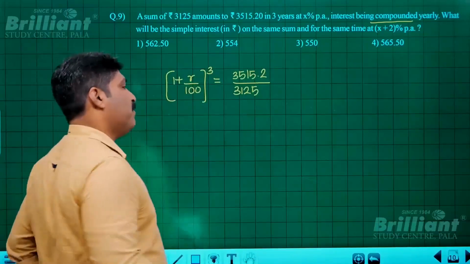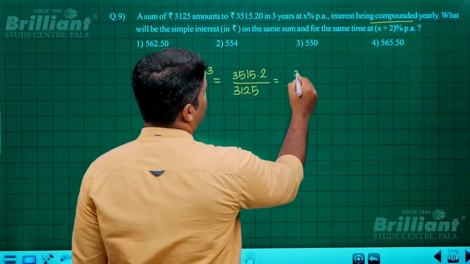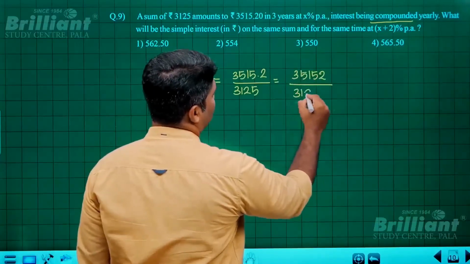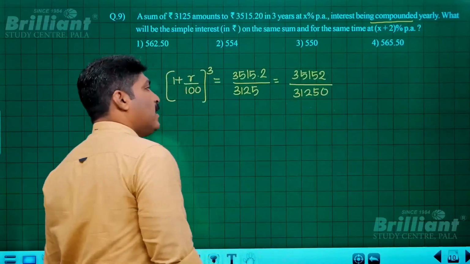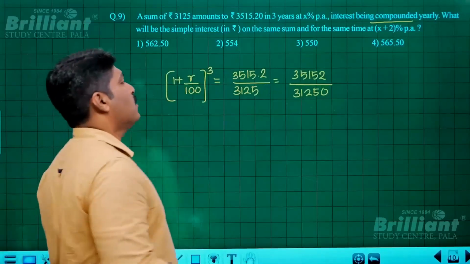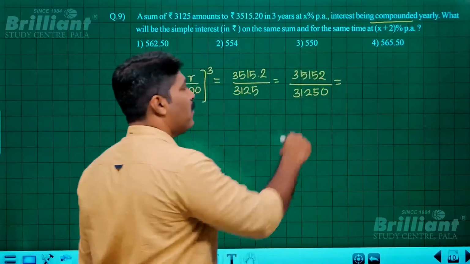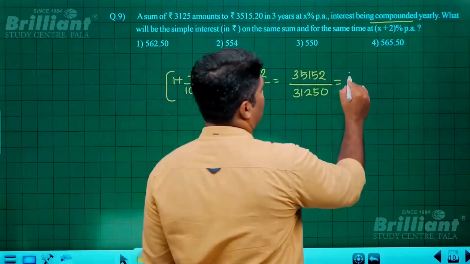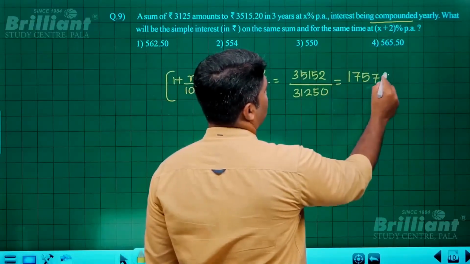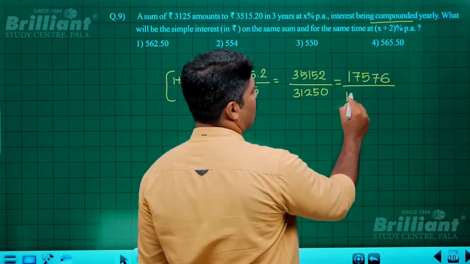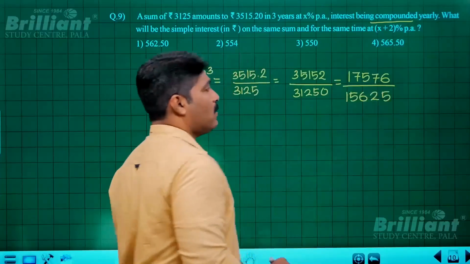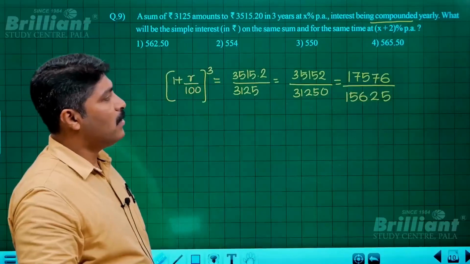Before that, for balancing the decimals, I just multiply both the numerator and denominator by 10. So this is 31250, and we can divide both the values by 2. That is the only thing we can easily identify here. When dividing both by 2, we get the numerator 17576 and the denominator 15625. Just observe the values. Do you have any idea about the cube root of these values?